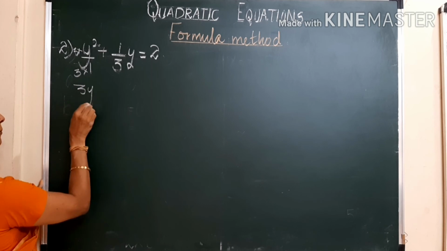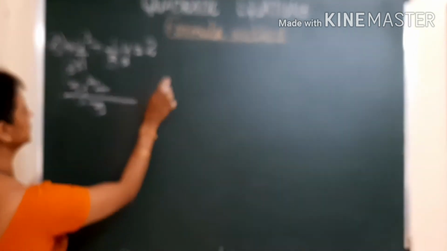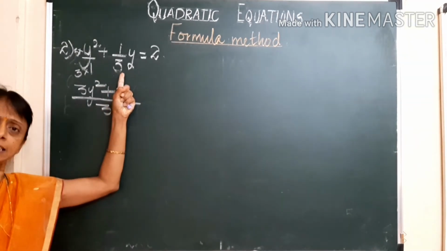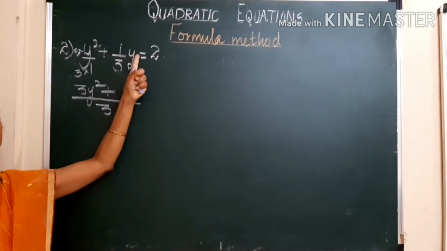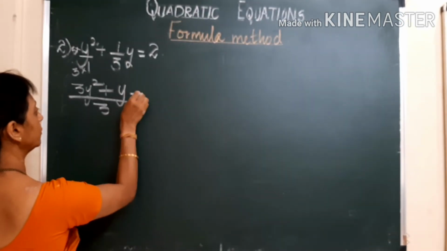3y square plus, over here the LCM is 3. The denominator for the second term is also 3. So write the numerator as it is. What is the numerator? 1 into y. It can also be written as only y, which is equal to 2.